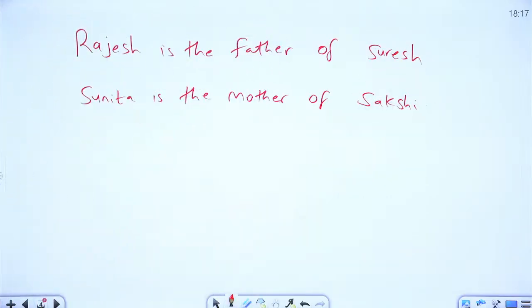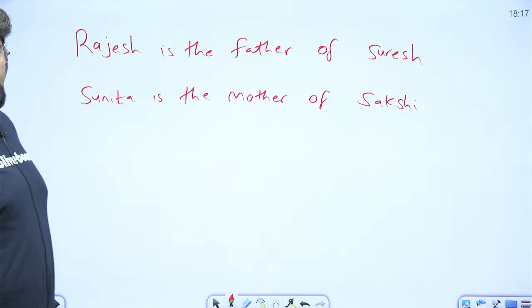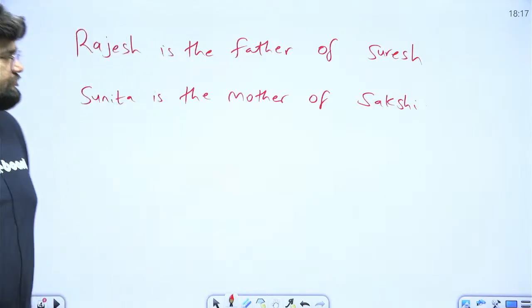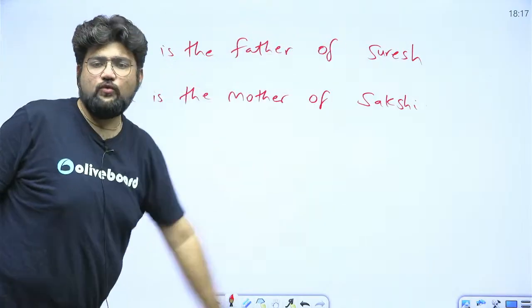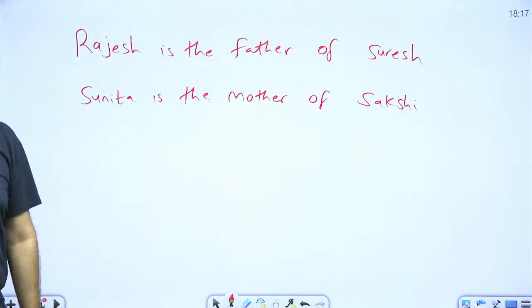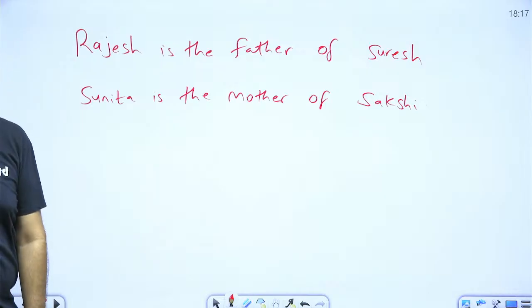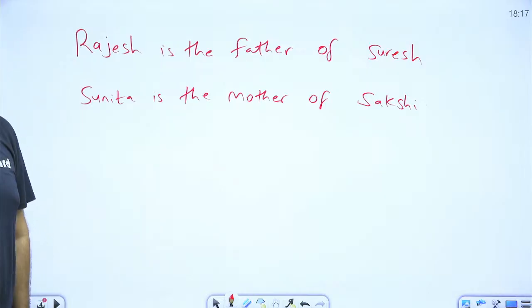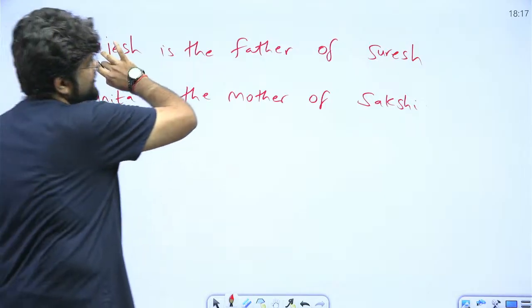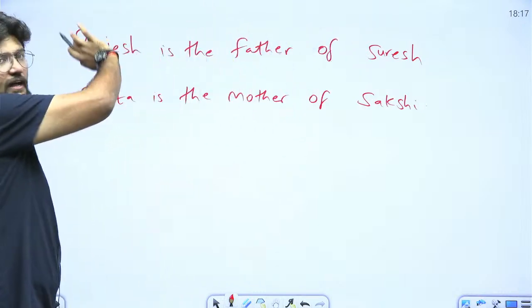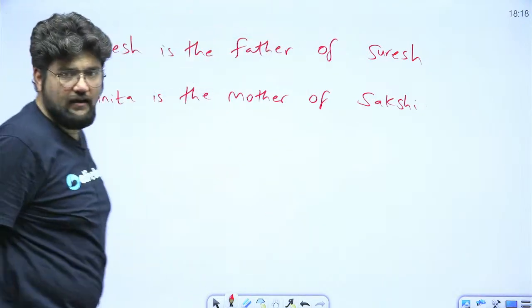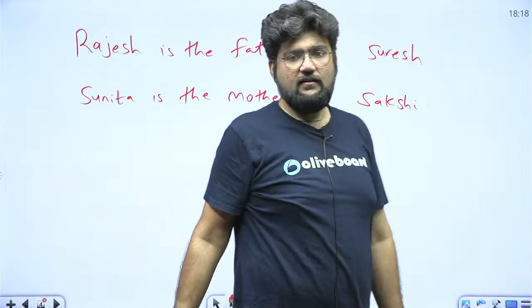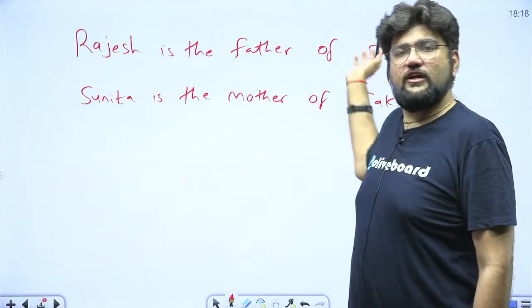Now I have given you 2 examples. Okay, I have given you 2 examples. Now you read these examples, everybody. Number 1, Rajesh is the father of Suresh. Number 2, Sunita is the mother of Sakshi. Okay, cool. Now Rajesh is the father of Suresh. It implies Rajesh is the father, he is a male, and Suresh is his son. Correct? Rajesh is the father and Suresh is the son.